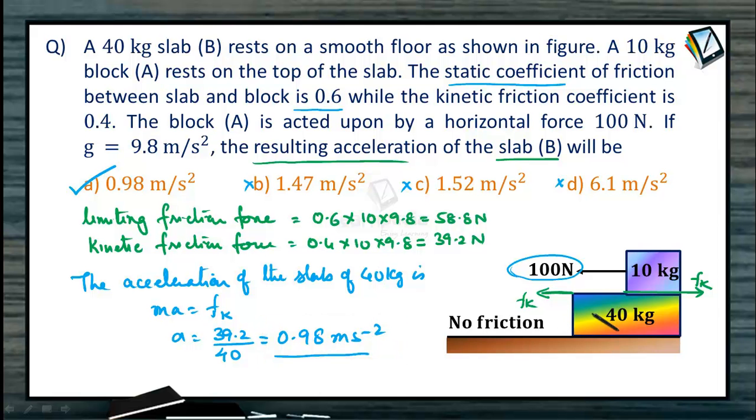Did you follow this problem? We have checked the value of static friction. Since the static value is less than the external force of 100 Newton, therefore this 10 kg block starts moving. When it moves, this won't be a static friction force but kinetic friction force. So we have also calculated the kinetic friction force value. That kinetic friction force will act like an applied force on the 40 kg slab. Therefore, m into a should be equal to the total force Fk. So we can calculate the acceleration from here as Fk by 40, that is 0.98 meter per second square.